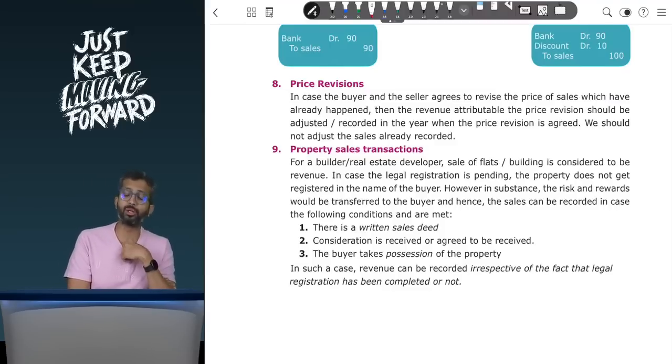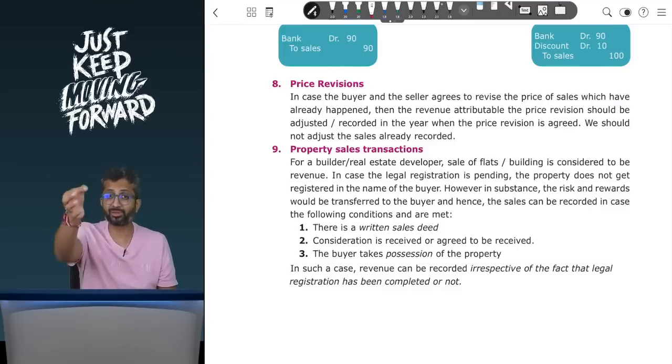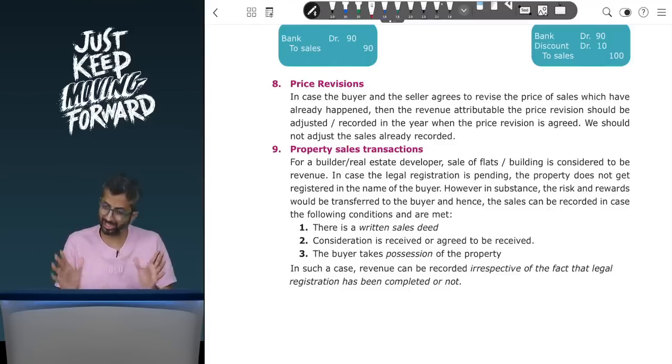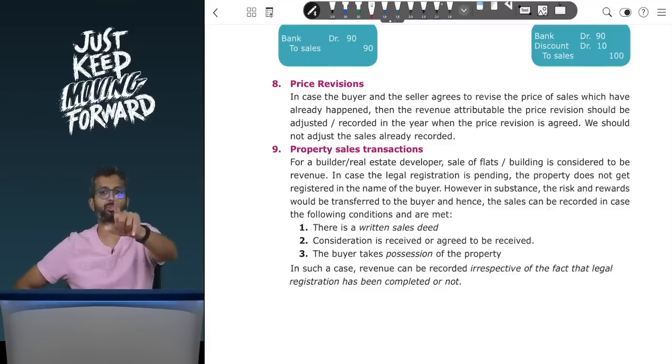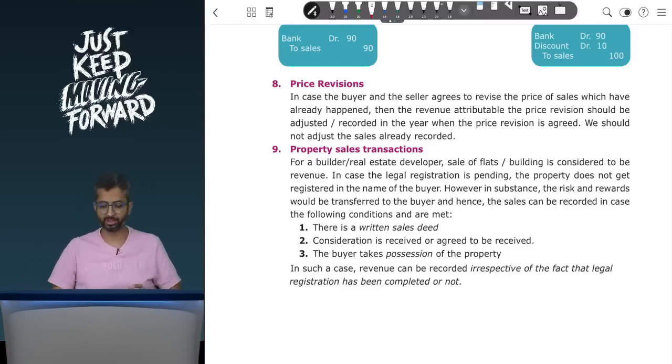Say I am in the books of the builder. The buyer and the builder have not registered the sale with the registrar. Still, it will be considered as a sale. If there is a written sale deed, the possession is transferred and the consideration has been paid or has been agreed to be paid, in which case you will be recording this transaction as a sale irrespective of the fact that registration of the property has not happened. These are just special cases in case you get a specific case regarding the sale.